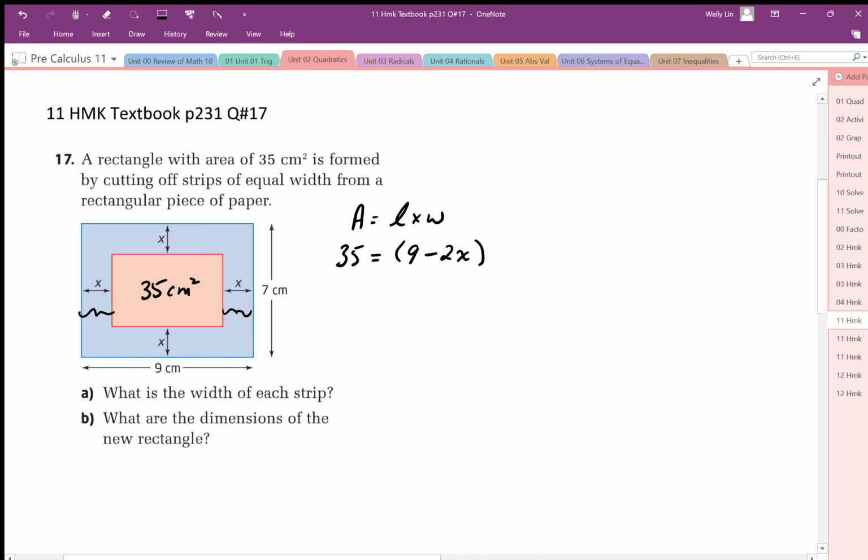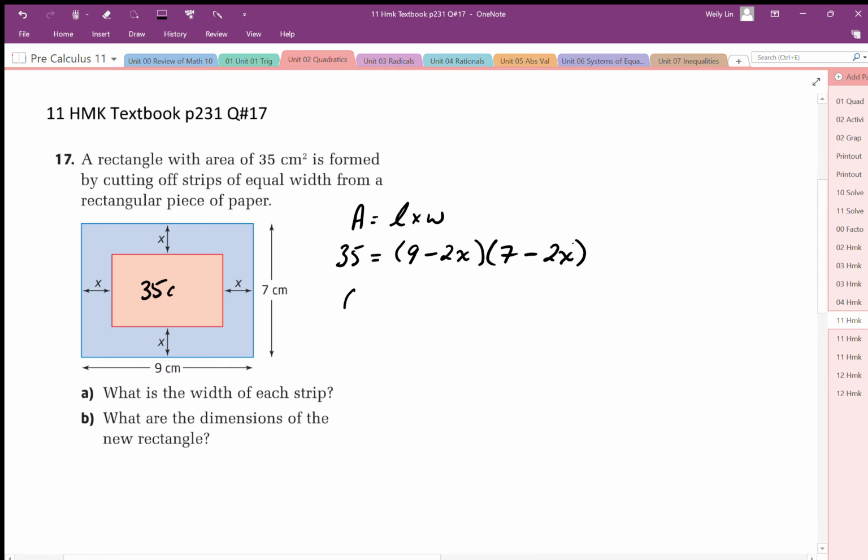The width, we're going to do the same thing. We're going to start off with 7 centimeters, and then we're going to take off a length of x from the top, length of x from the bottom, so we're going to take off 2 x's. So this then represents our equation that we can solve for x.